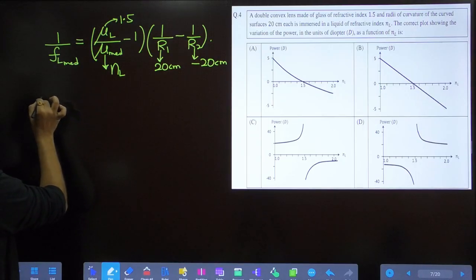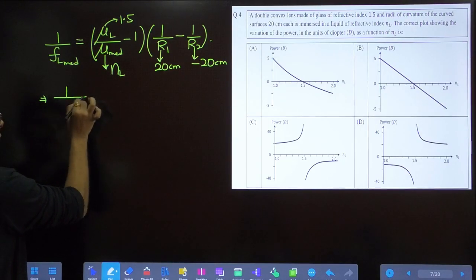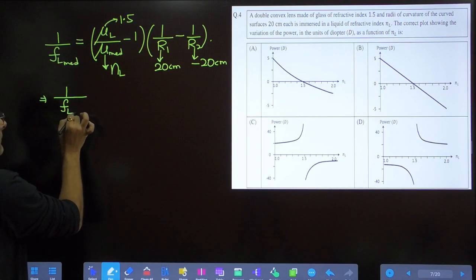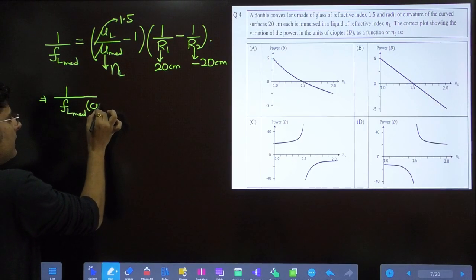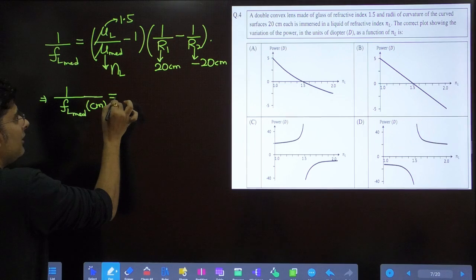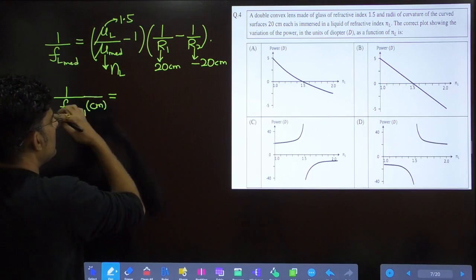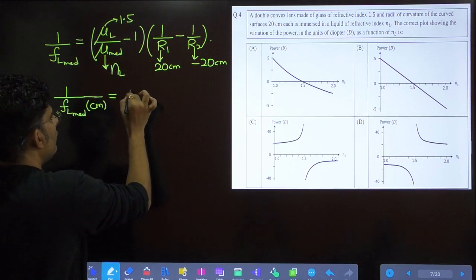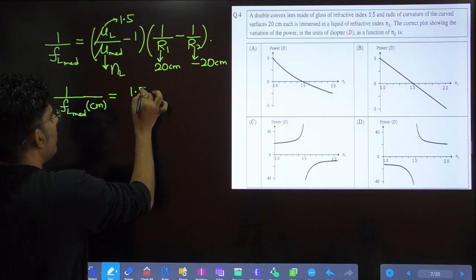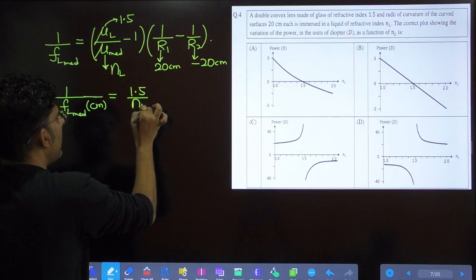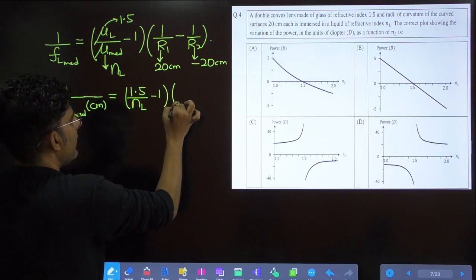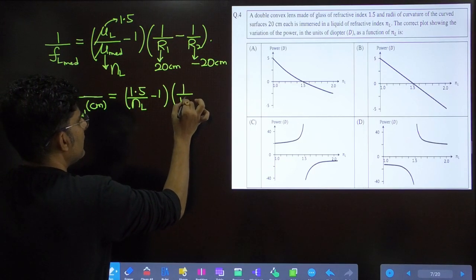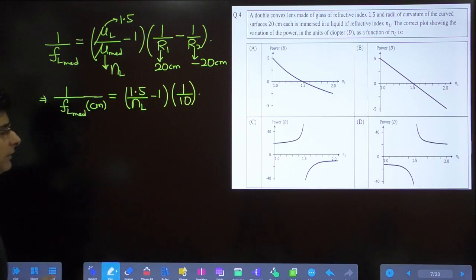So from here we can write 1 by focal length of the lens in medium. This expression we are taking focal length in centimeter. So what we are getting from here, if you see, we have 1.5 by NL minus 1 into 1 by 20 plus 1 by 20 becomes 1 by 10. Clear? So this is the expression that we have.